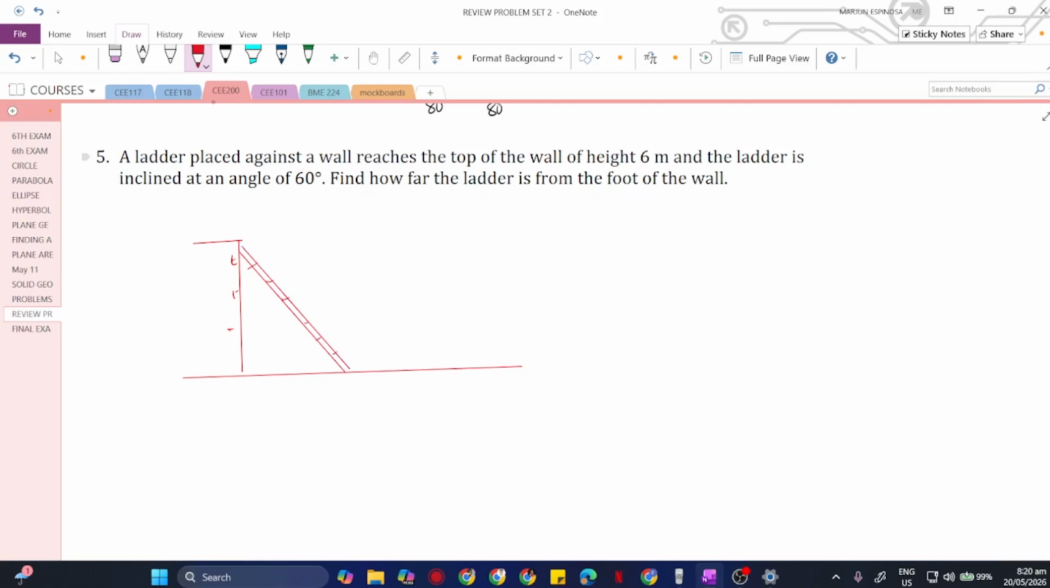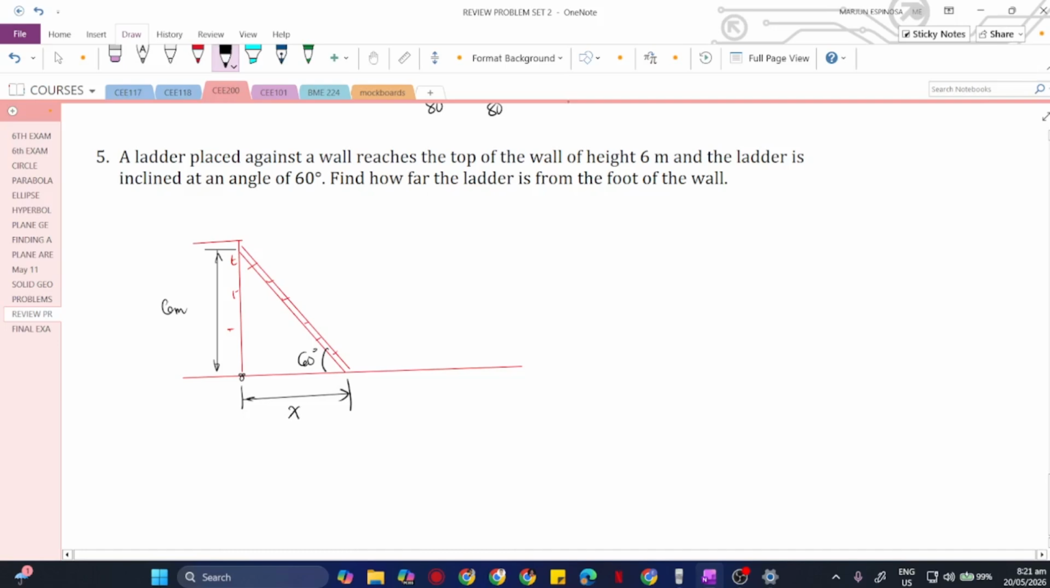And then, it says the top of the ladder, a ladder placed against a wall reaches the top. The top of the ladder reaches a height of 6 meters. So, this part will now be equivalent to, so this is 6 meters. And the ladder is inclined at an angle of 60 degrees. Now, the question here is how far the ladder is from the foot of the wall. If this is the foot of the wall, what is the distance of the ladder from the foot of the wall? Let's call that x.